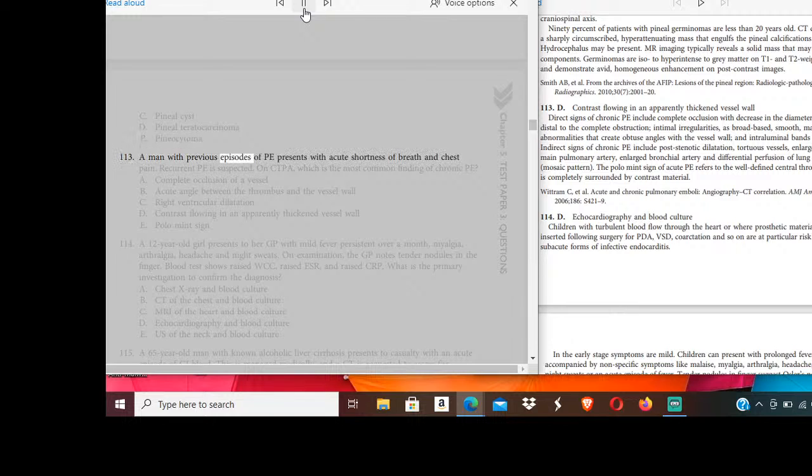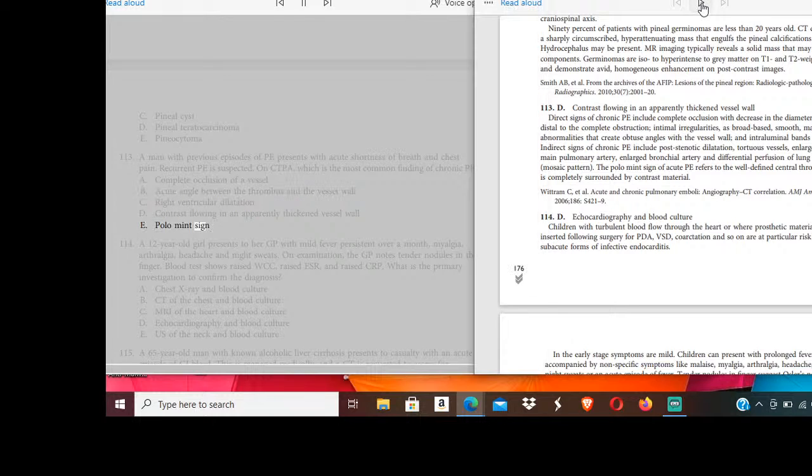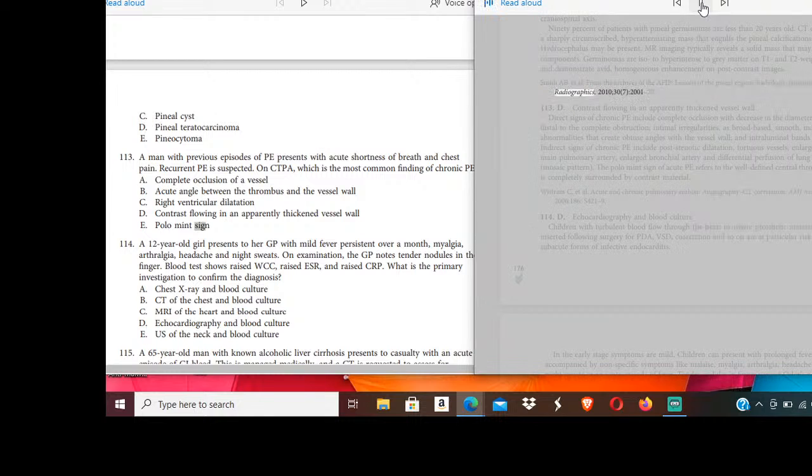113. A man with previous episodes of PE presents with acute shortness of breath and chest pain. Recurrent PE is suspected. On CTPA, which is the most common finding of chronic PE? A. Complete occlusion of a vessel. B. Acute angle between the thrombus and the vessel wall. C. Right ventricular dilatation. D. Contrast flowing in an apparently thickened vessel wall. E. Polo-Mint sign. Radiographics. 2010, 30, 1-20.